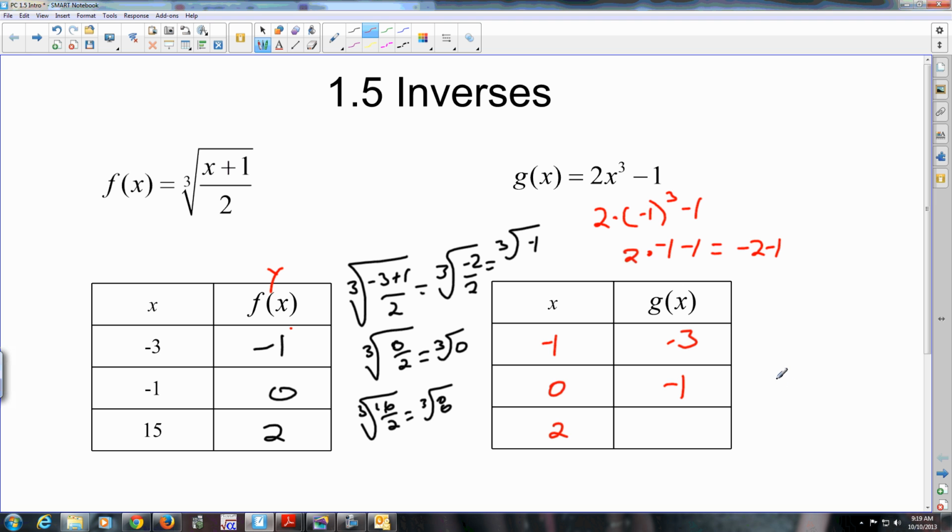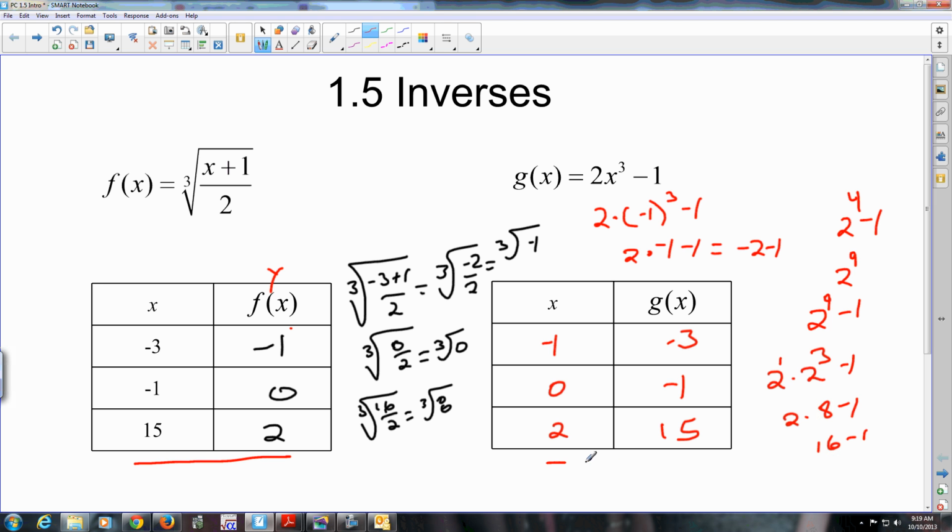Take 2 and put it in. 2 times 2 cubed minus 1. 2 times 8 minus 1, 16 minus 1 is 15. Now at this point here, I'd love it if you guys saw it as you're multiplying, so I have the exponents. 2 to the 4th minus 1, sorry, the 4 looks like a 9. 2 to the 4th minus 1. Okay, 15. Point being, look at your x and y, and look at your x and y.